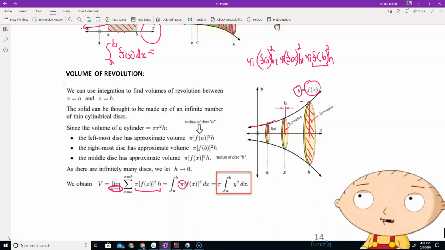So to find the volume of a solid, you're simply finding the y-coordinate, squaring it, and finding the integral from the lower bound to the upper bound, and then multiplying that by pi. Extraordinary, isn't it?